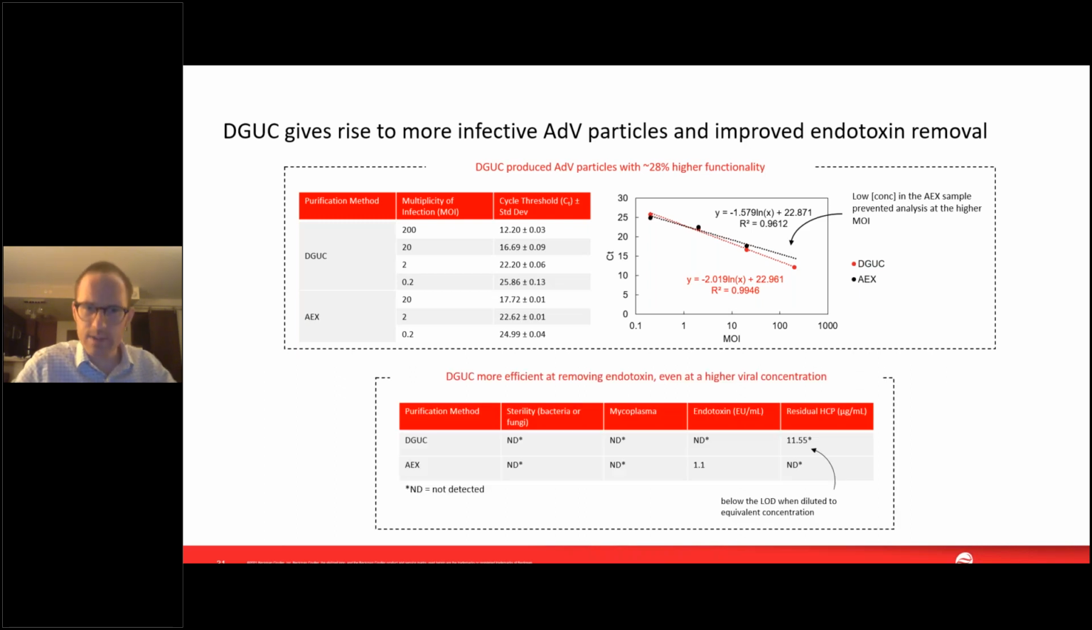Then we also did some testing for endotoxin and other contaminants. No bacteria, no mycoplasmas in either. Interestingly, we did see some degree of endotoxin with AEX and none detected in the centrifuge. But then we did see some residual host cell protein in the centrifuge. When you account for the concentration of the centrifuge, though, this would go to the no detection level, if you were doing that for the anion exchange chromatography as well. It was well below the limit of detection when diluted. Remember that the centrifuge has these extreme concentration effects.